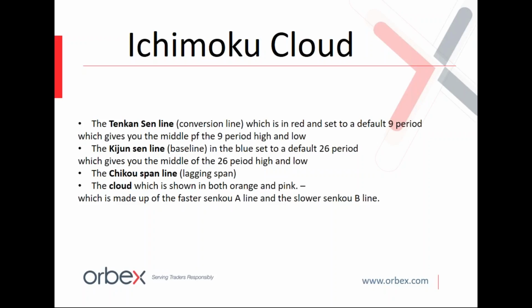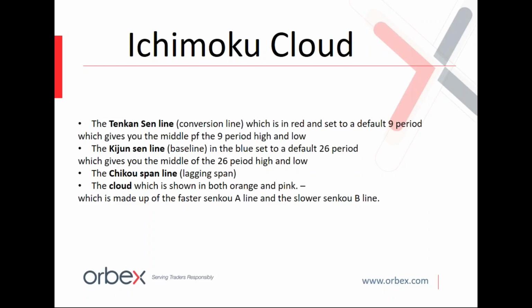This will be shown in lime green. And then finally, we have the cloud, which will be shown in both orange and pink. So orange for bullish and pink for bearish. So this is made up of the faster Senkou A line, which is the middle between conversion and the baseline, and then the slower Senkou B line. This is the middle between the 52 period high and low. So if all of that sounds very confusing and a little bit daunting, don't worry, because we're going to pull up an image in a minute and talk you through very clearly what the Ichimoku indicator is all about.